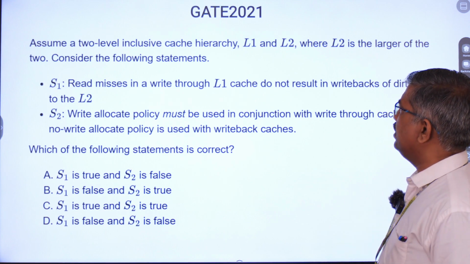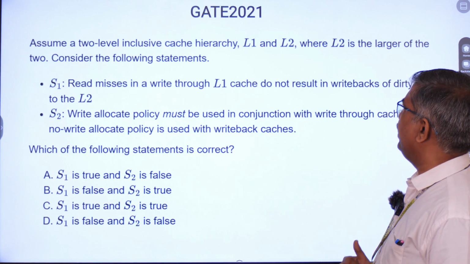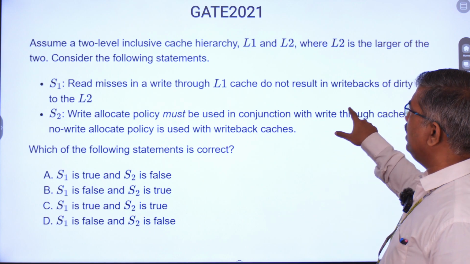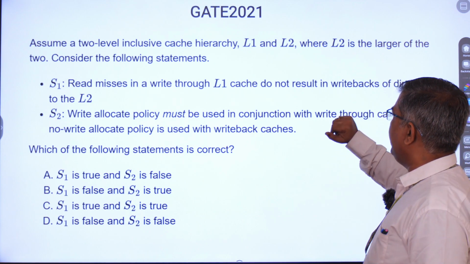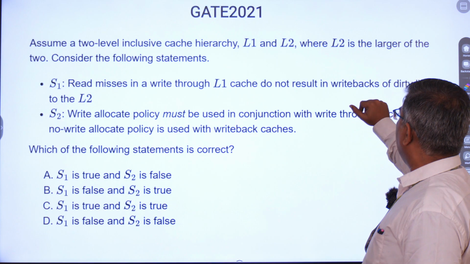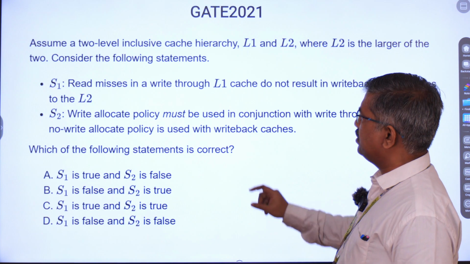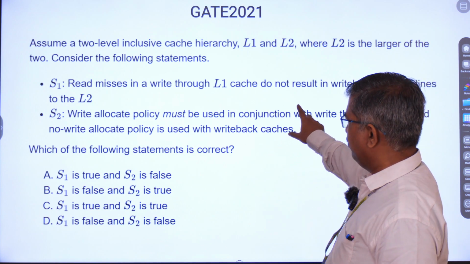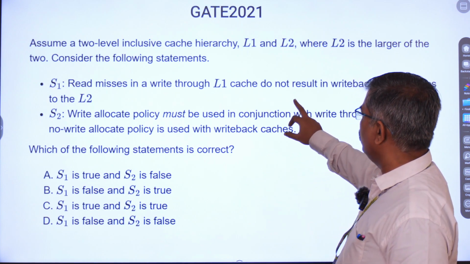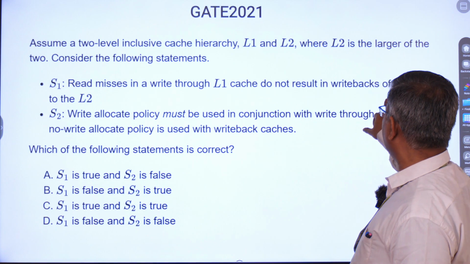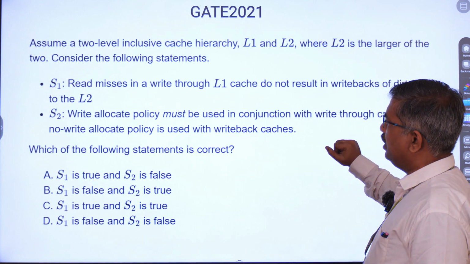So this is asked in the GATE 2021. Assume a 2-level inclusive caching hierarchy, L1 and L2, where L2 is the larger of the two. Consider the following statements. S1: read misses in a write-through L1 cache do not result in writebacks of dirty lines to the L2.